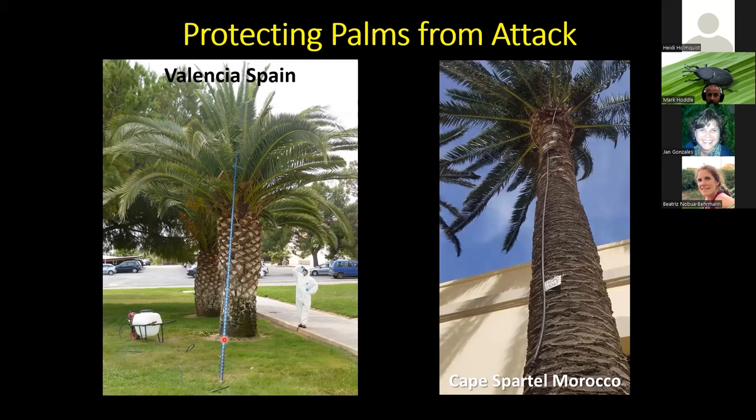They hook up these hoses, and the material goes straight into the crown with these pumps. And here in Morocco, you can see that the lines have been permanently attached to the palm trees, and for the treatments that go on every few months, they just hook this permanently installed tube up to one of these pumps here, and the material goes up and drenches the crown, with spectacular levels of success. This is a highly popular tourist area. This is Cape Spartel in Morocco.